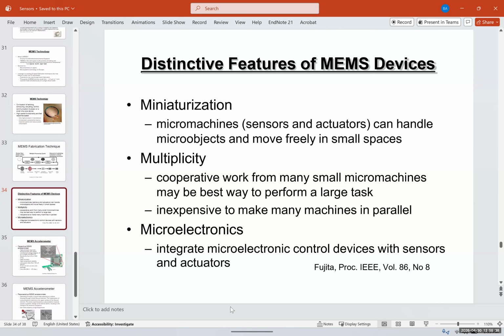So some distinctive features of MEMS devices. One is miniaturization. We have micro machines, sensors, and actuators that can handle micro objects and move freely in small spaces. The problem that we have with normal sensors is that you have a sensor in an enclosed box. There is air in it. There is moisture in it. So if you take it from here to, let's say, Austin, you have different levels of moisture.